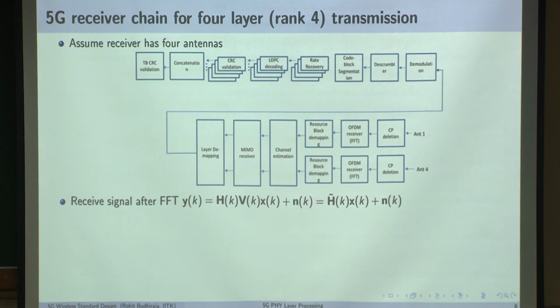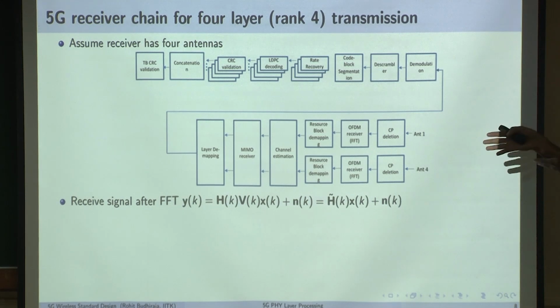So what happens after that? Once the signal has been digitized, CP deletion, FFT, then resource block demapping. Now you need to estimate the channel also. Earlier also we have to estimate the channel always. That's why DMRS is being transmitted. We know that now. Using those 4-port DMRS, the channel will be estimated for 4 ports.